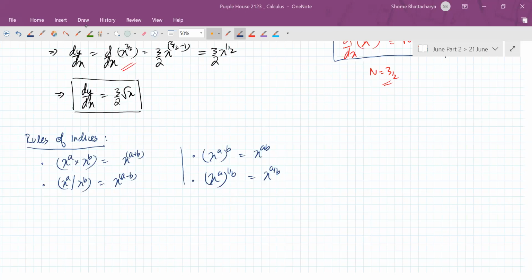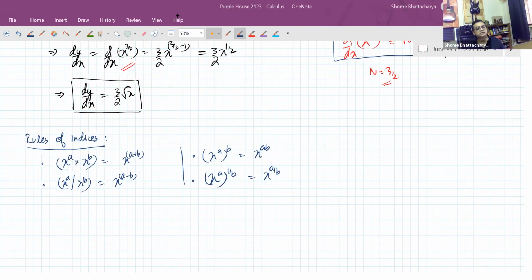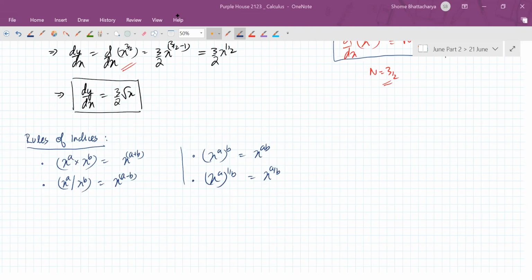Sir, in E and F of question number 1, we have to use the distributive property, na? Yes, it's the sum of two functions. So just take the differentiation inside the bracket.